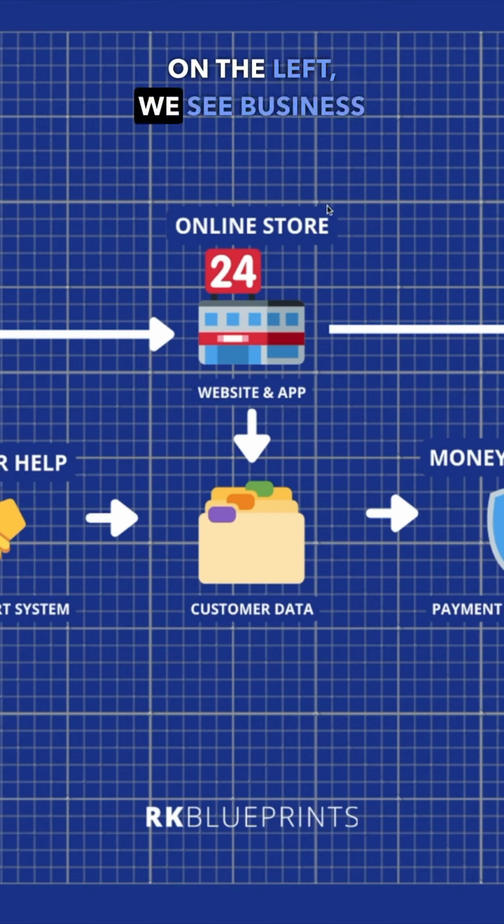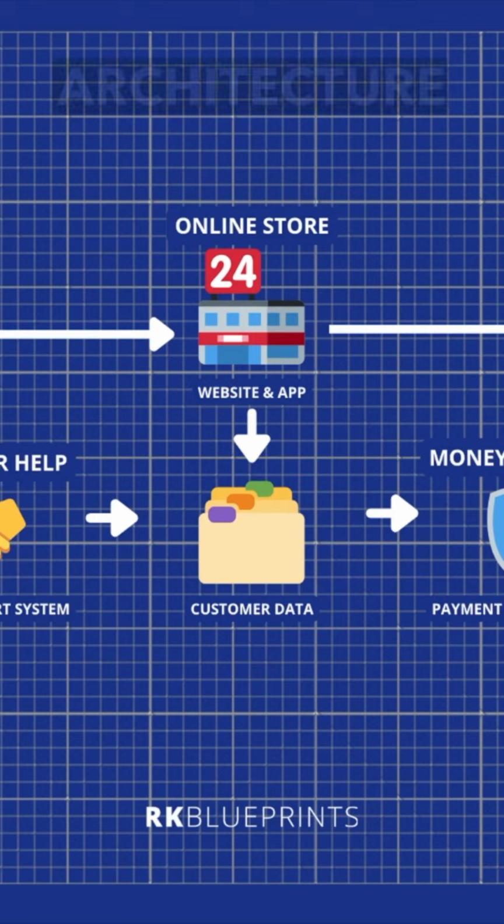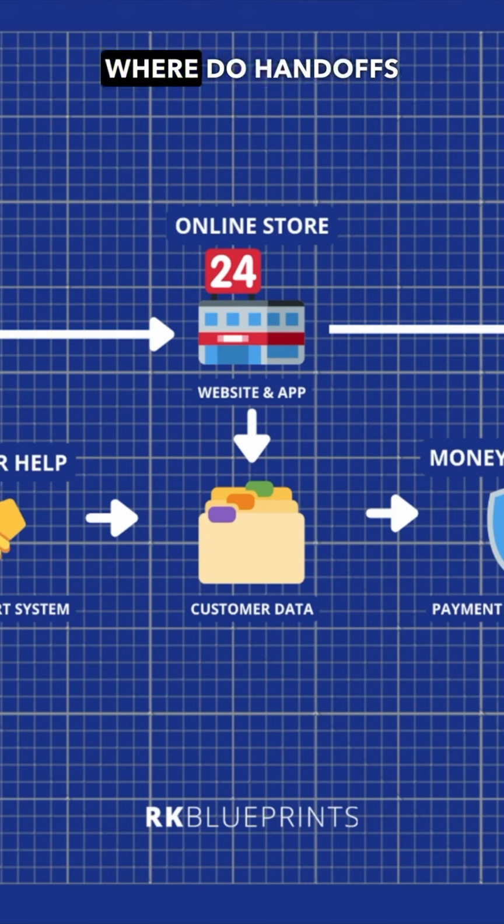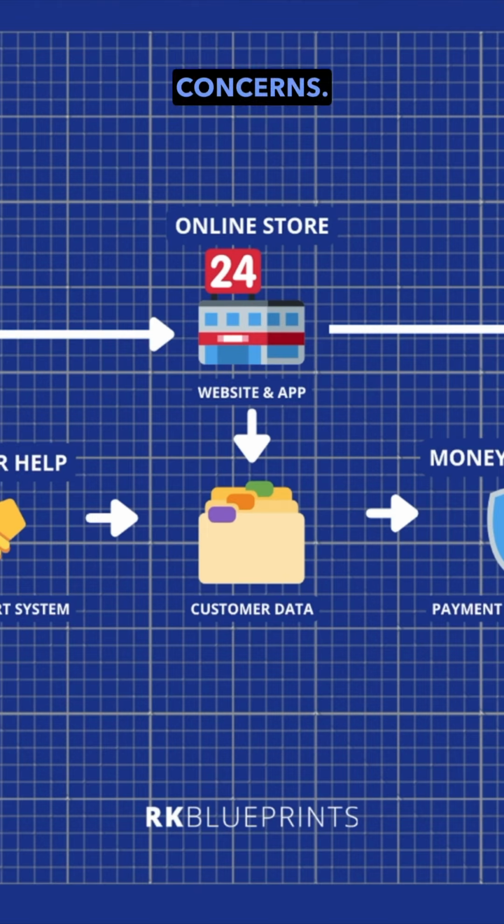On the left, we see business processes: order, pay, ship. Logical architecture doesn't care where these run yet. It focuses on sequence, responsibility, and flow. What happens first? What depends on what? Where do handoffs occur? On the right, we see data and security concerns.